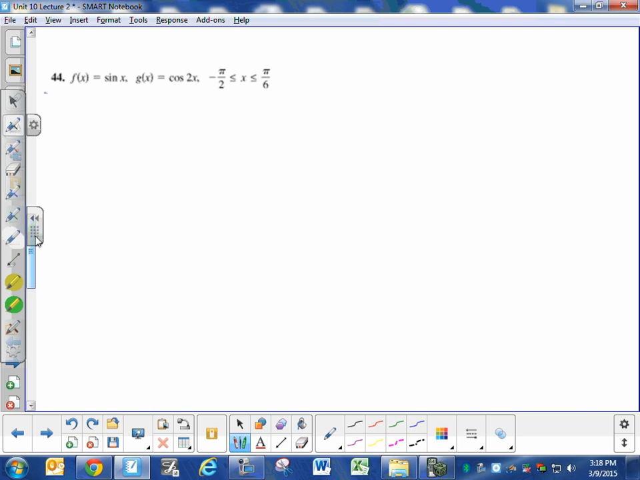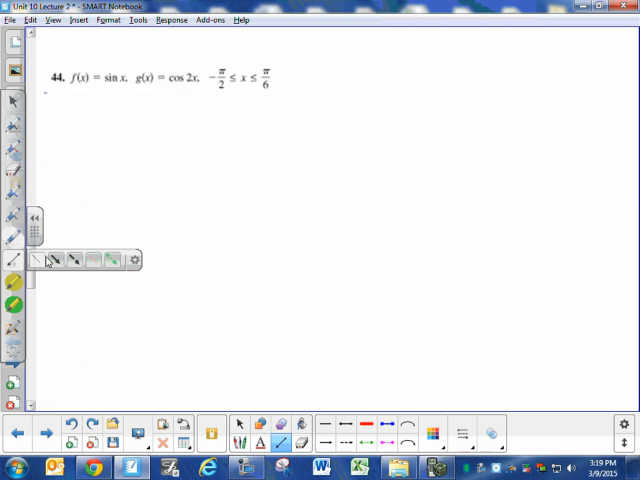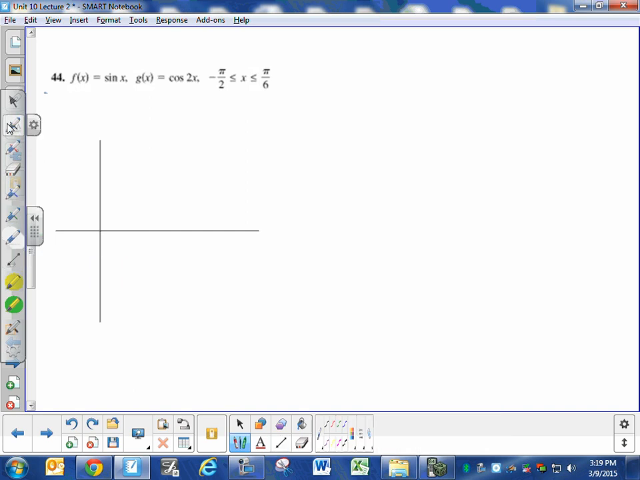Next one, 44. We have two trig functions that we're trying to graph between negative pi over 2 and pi over 6. So immediately, I'm just going to graph them, thinking about negative pi over 2 and pi over 6. So that's like right here before. Should probably shift this over a little bit.